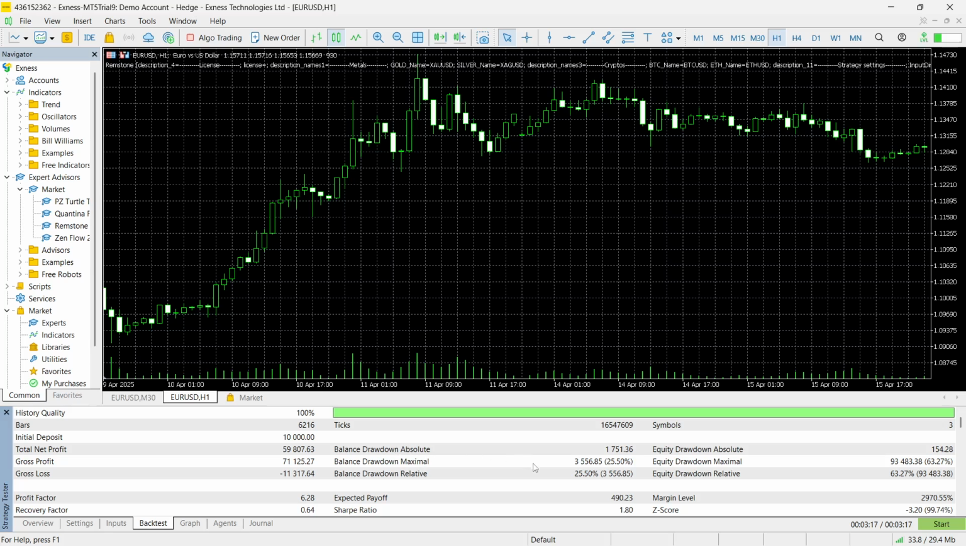But here's the thing, the drawdowns tell a different story from the marketing backtests. On balance, the maximum drawdown was roughly in the mid 20s, around that 25% mark. We have it at 25.5%. On equity, including open trades, the drawdown pushed much higher, well above 50%. We have 63.27%. And that is painful territory to see.